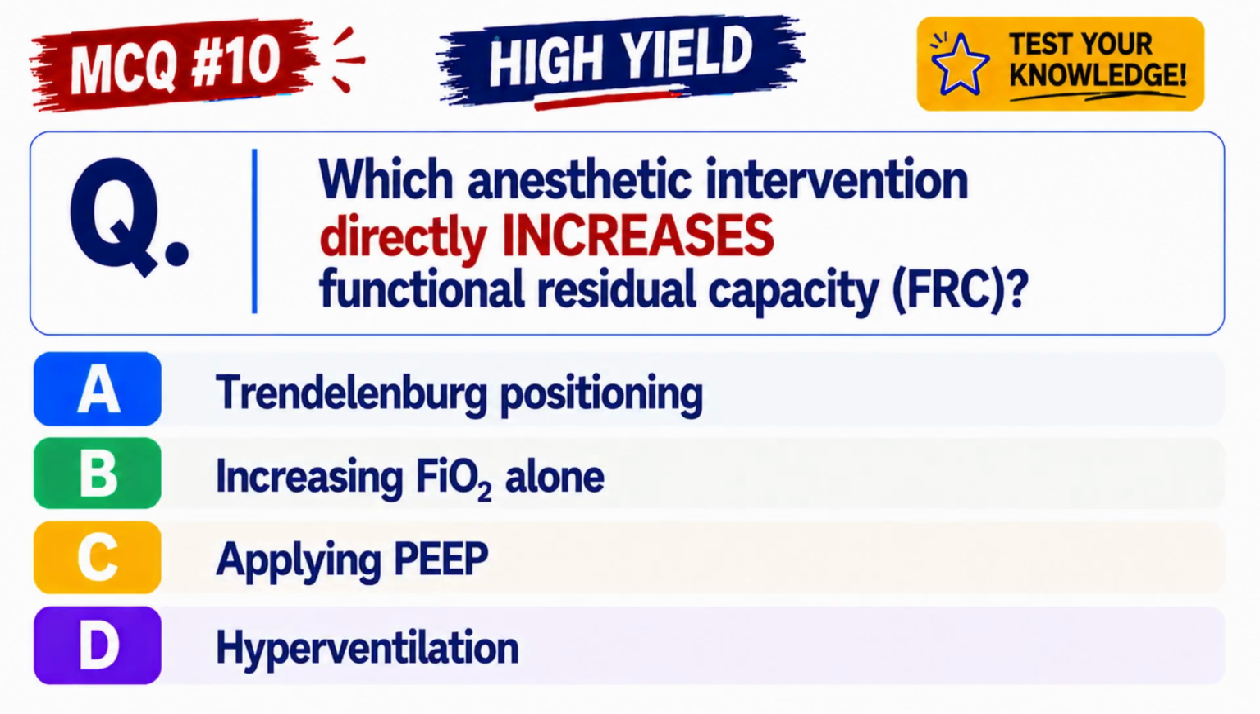Question 10. Which anesthetic intervention directly increases functional residual capacity? A. Trendelenburg positioning. B. Increasing FiO2 alone. C. Applying PEEP. D. Hyperventilation. The answer is C.